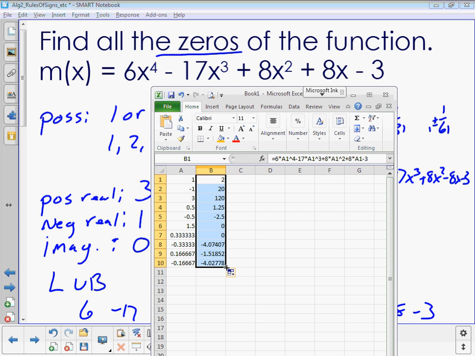I'm looking for zeros. As I do this, I notice that the 1 is a 2, and the negative 1 gets me a 20, and the 3 gets me a 120, and the half gets me 1.25, and the negative 0.5 gets me a negative 2.5. But notice the 1.5, which was 3 over 2, got me a 0, and the 1 over 3 got me a 0. So we have 2 solutions here, and then the rest are nonzero. So we have x equals 3/2 and x equals 1/3 as 2 of our 4 zeros.